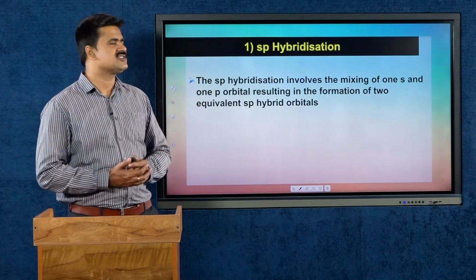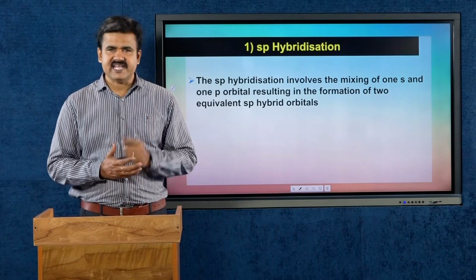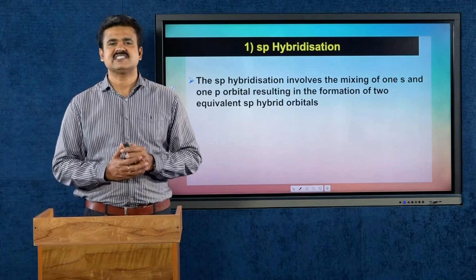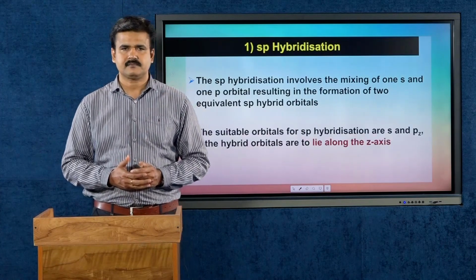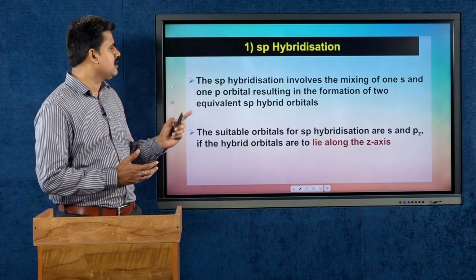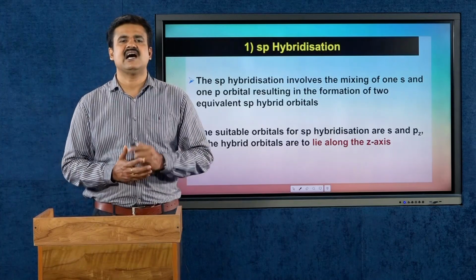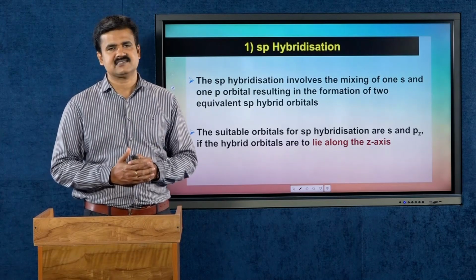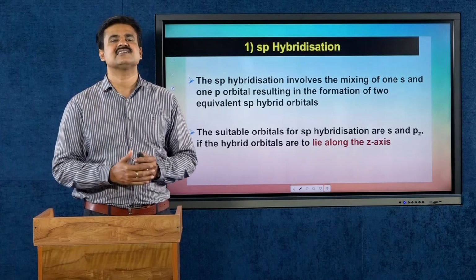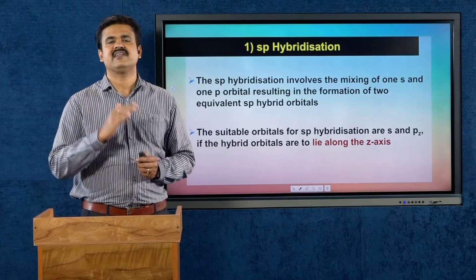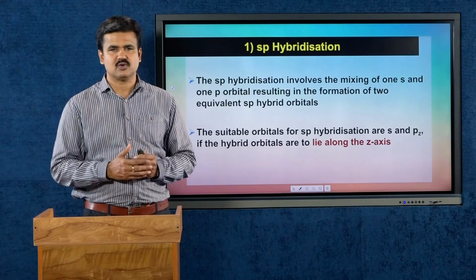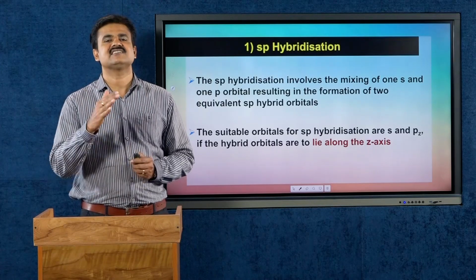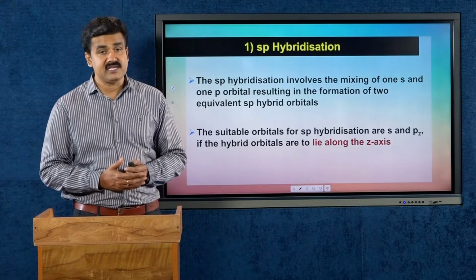The sp hybridization involves the mixing of one s and one p orbital, resulting in the formation of two equivalent sp hybrid orbitals. The suitable orbitals for sp hybridization are s and pz if the hybrid orbitals are to lie along the z-axis, and in many cases the z-axis is taken as the molecular axis. In order to have an end-to-end overlap, s and pz orbitals are most apt. So sp hybridization generally occurs between an s orbital and a pz orbital.